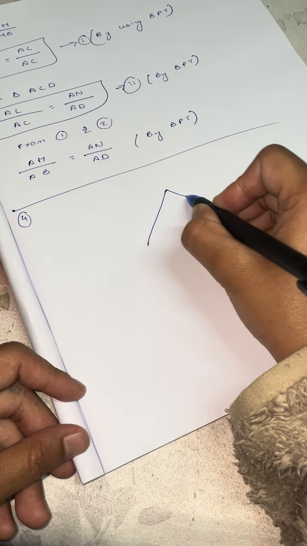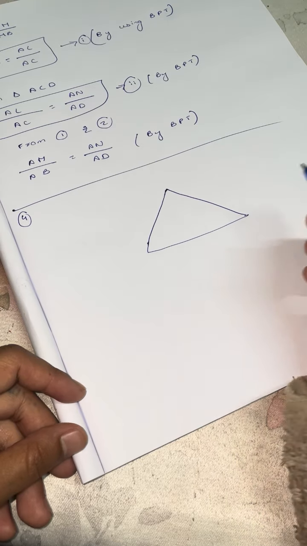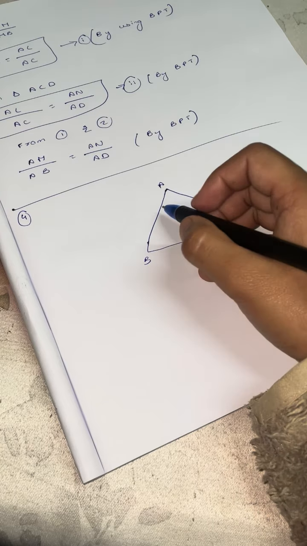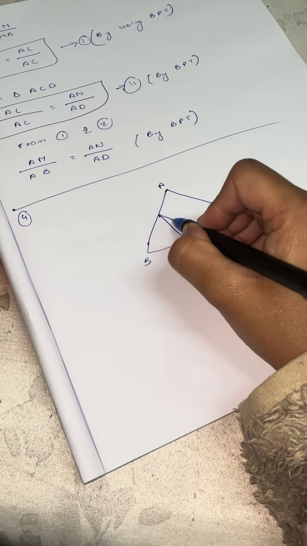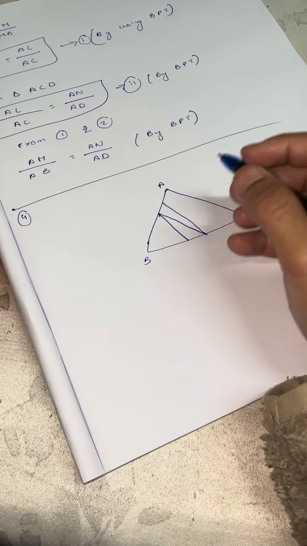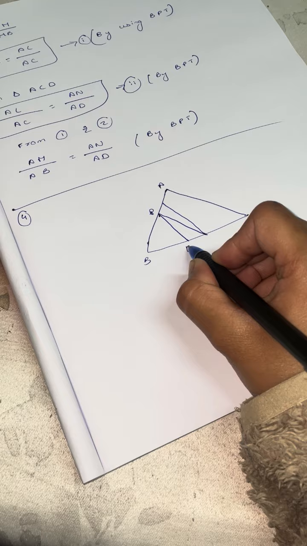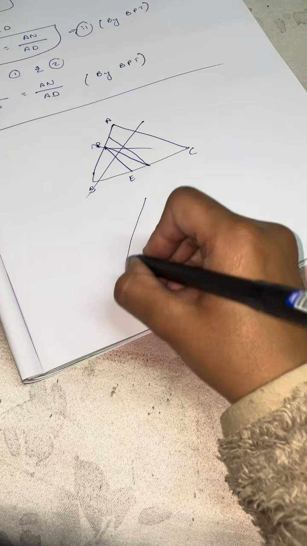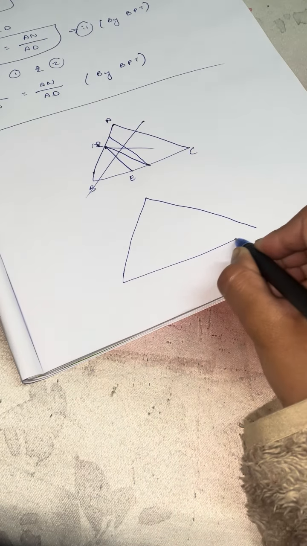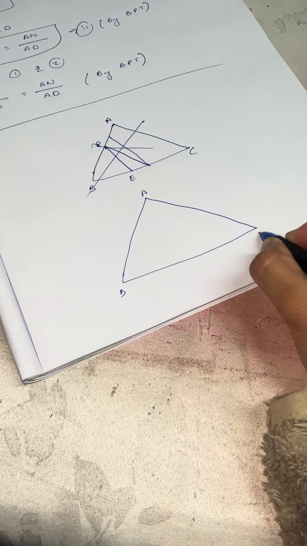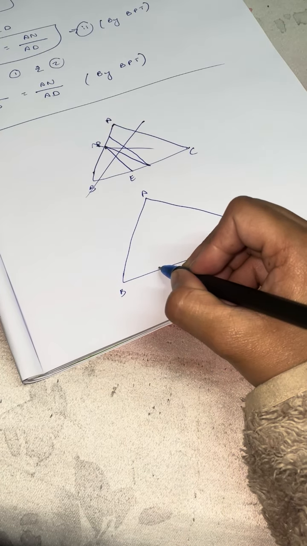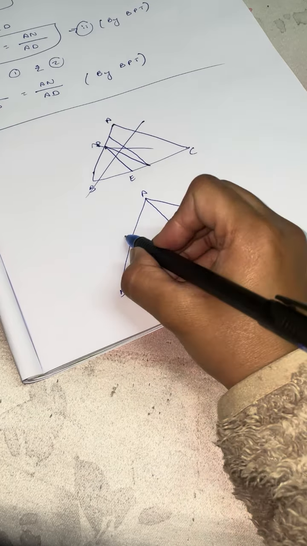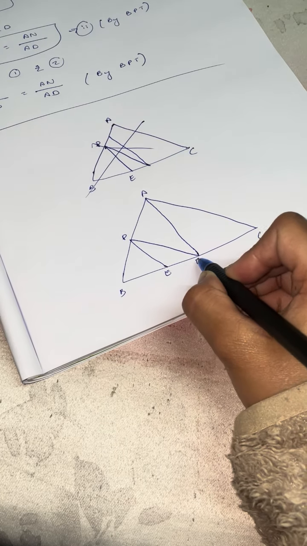Triangle ABC. Okay. Here is D, here is E, here is F.